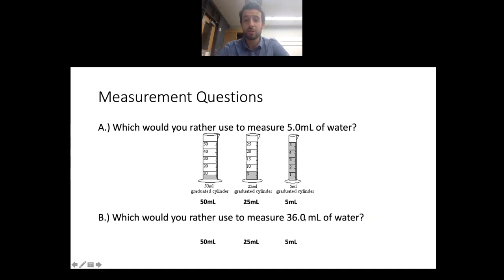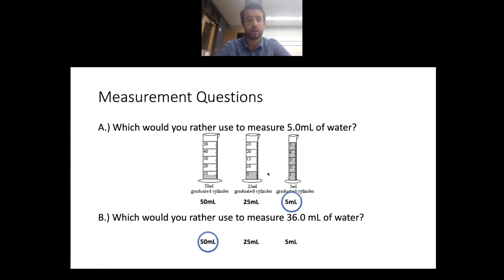For 36 milliliters of water here, I could see you saying 25, but the better answer is 50 because you could fit it all in one go. If you had to use the 25, you'd have to fill it up twice, which at that point, why not just use the 5 milliliter graduated cylinder? In any case, if you have to fill up a graduated cylinder more than once, that means you're dumping it out. And when you dump it out, there's going to be water left over inside the graduated cylinder. So that's where error can come from.